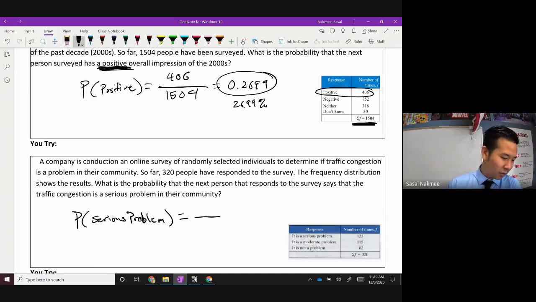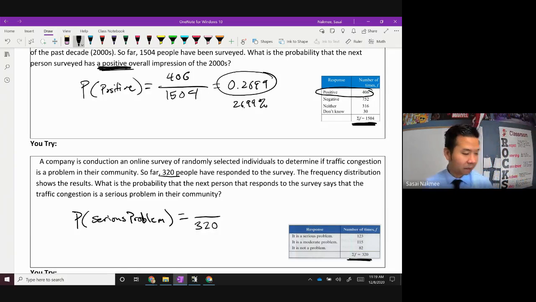If you haven't got started so far, you should at least know how many people you should be dividing this out of, right? The total number of people that have been surveyed, they even tell you so far: 320 is the total. That's the total number that goes on the bottom. So you should at least know that the probability of this is going to be out of 320.